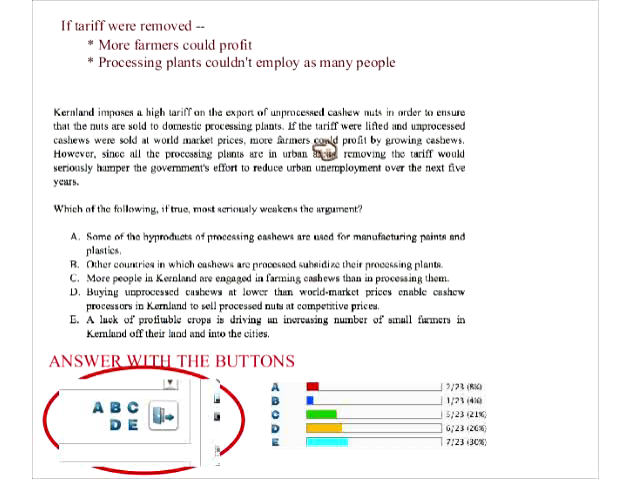You have to figure that out from this statement. We're talking about unprocessed cashews being sold. That means we're not processing them, they're unprocessed. Since all the processing plants are in the city, if you take away the tariff, it'll hamper the government's effort to reduce urban unemployment. There's an implicit step in there, which is if you sell unprocessed cashews, then the processing plants will have to lay people off, and therefore unemployment rises.